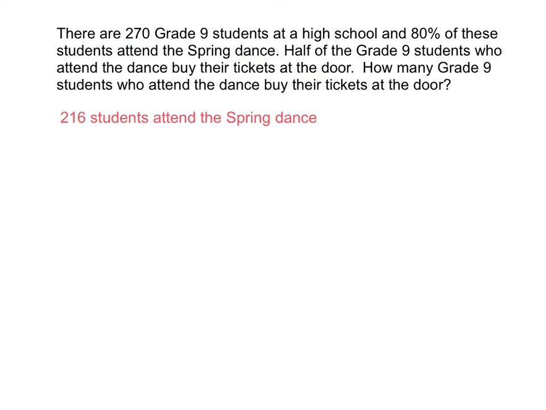So what other information were we given? Well, we're told that half of the students who attend the dance buy their tickets at the door. So we need to figure out what is half of 216. Again, we're going to set this up as a proportion, and I'm going to show you a different method of solving this. How would you write half as a fraction? You may recall that 1 over 2 represents a half. So half of 216 students attend the dance.